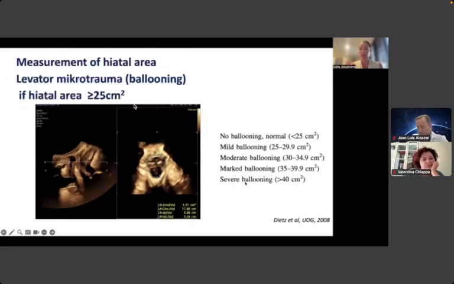Here you see the reference values for the normal and abnormal hiatal area. So if it's below 25 square centimeters, it's normal. But if it is 25 square centimeters or more, it's abnormal, and it's divided into mild, moderate, marked. And severe ballooning is the one that is more than 40 square centimeters.